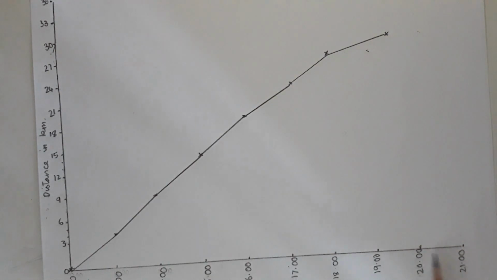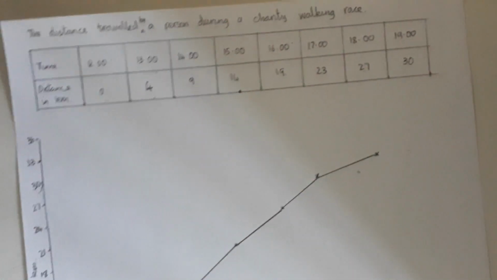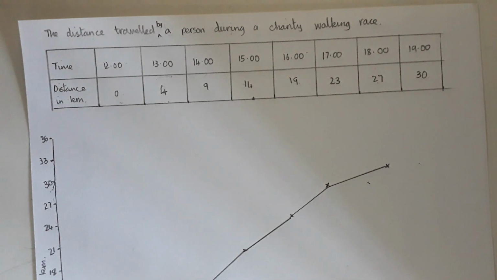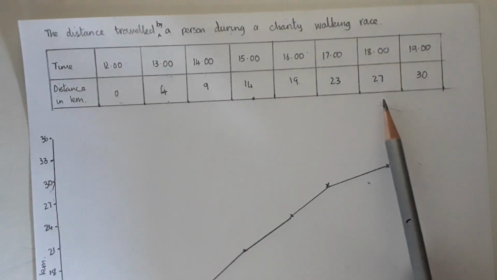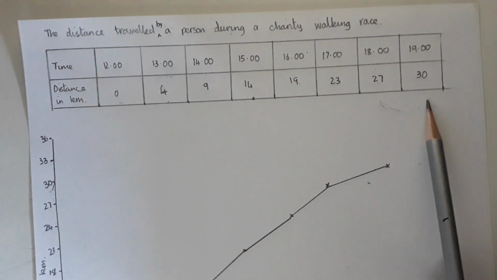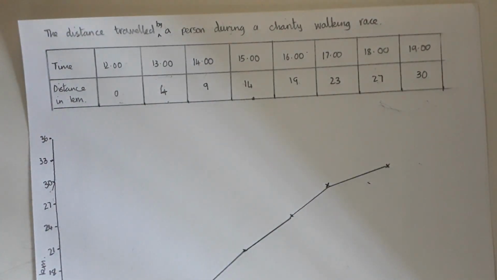Now the last thing we're going to do, and the reason we had these last 2 times, is we're going to think and predict how our graph would continue if the person continued walking. So basically in the last hour he walked from 27 kilometers to 30 kilometers, so he walked 3 kilometers. So I'm going to say he walked another 3 kilometers between 7 o'clock and 8 o'clock, and another 3 kilometers between 8 o'clock and 9 o'clock.